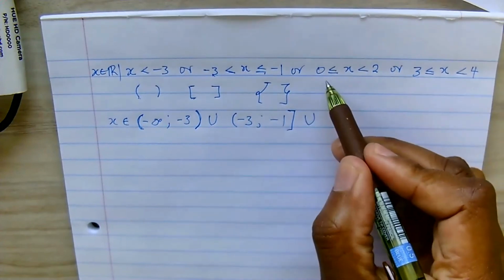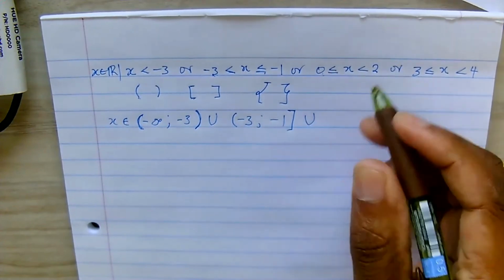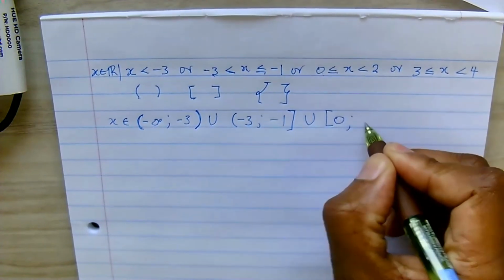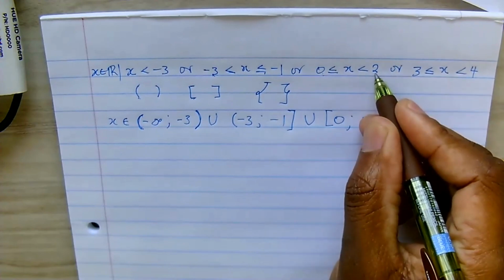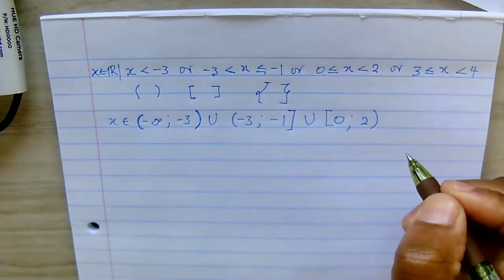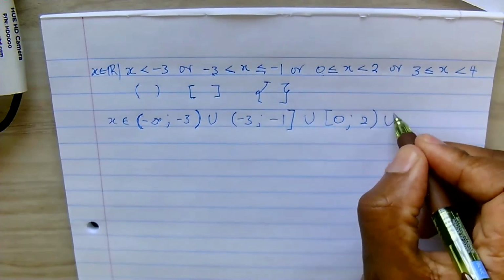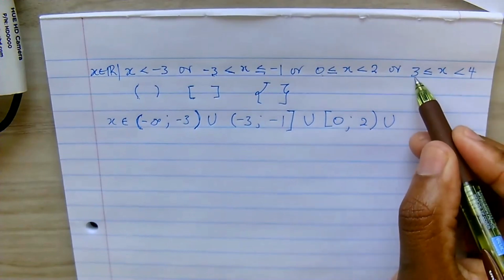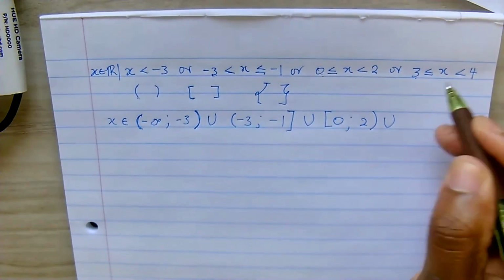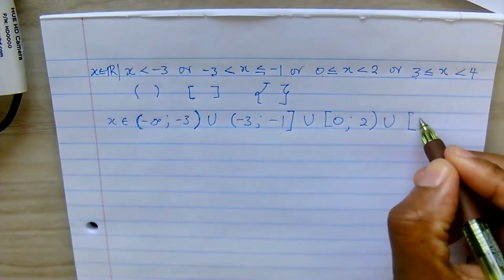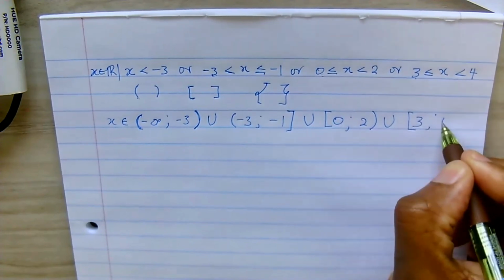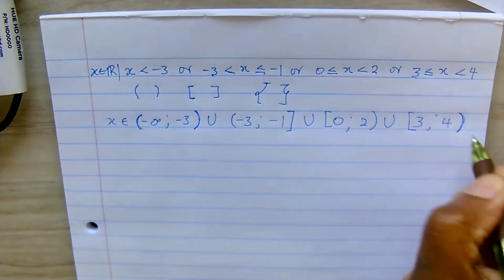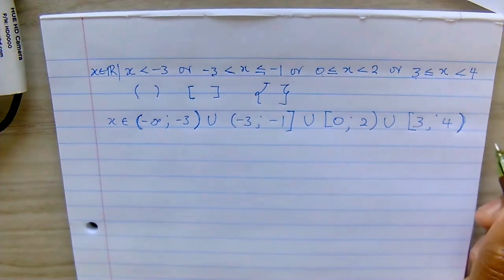The next interval is between 0 and 2. 0 is included, obviously, so we use the square bracket, and we say 0 and 2, and 2 is excluded, so we use the round bracket. And again we say union to the last interval. The first end point here is included, the last end point is excluded, so we use the square bracket and say 3 and 4, but 4 is not included, so we use the round bracket. So that would be it.